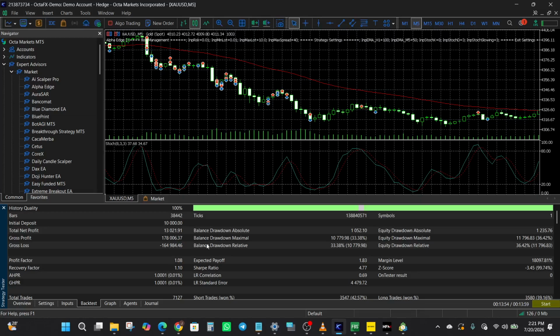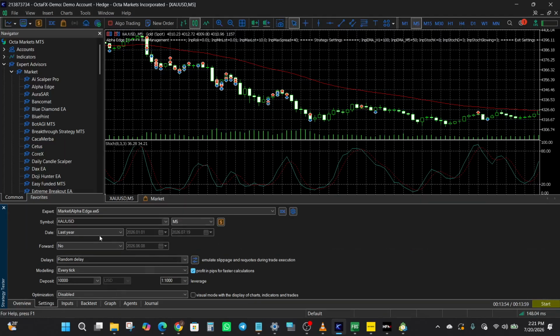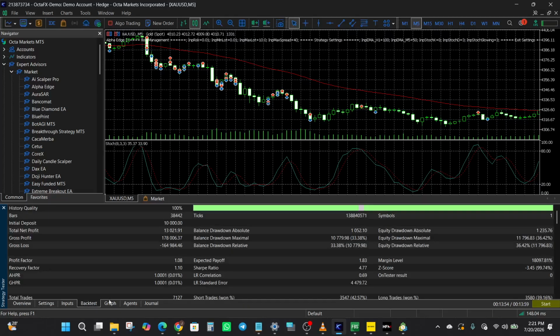Okay, so for this back testing that I conducted, I used an initial deposit of $10,000, and the net result that was generated by the EA over this duration was $13,021.91. All right, and you can see that the backtest was conducted on XAU USD on the M5 time frame from the beginning of this year, 1st January 2026 till date. So it covered roughly around 6.5 months. Okay, and I'm using the every tick modeling, of course, and the history quality is 100%, which gives a level of reliability to an extent.